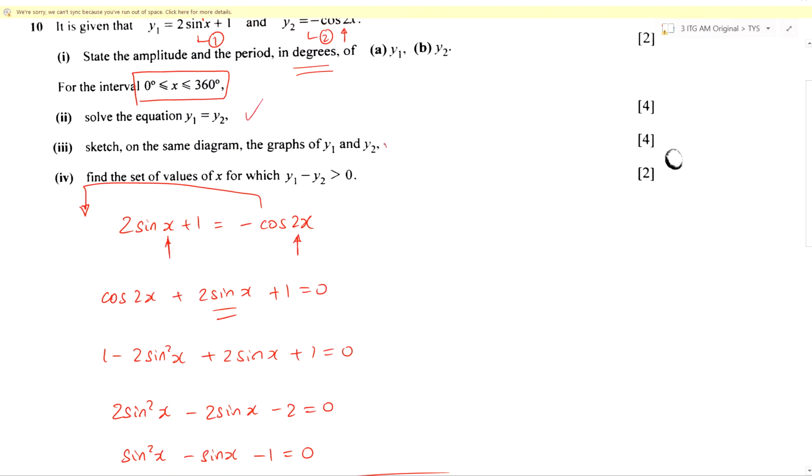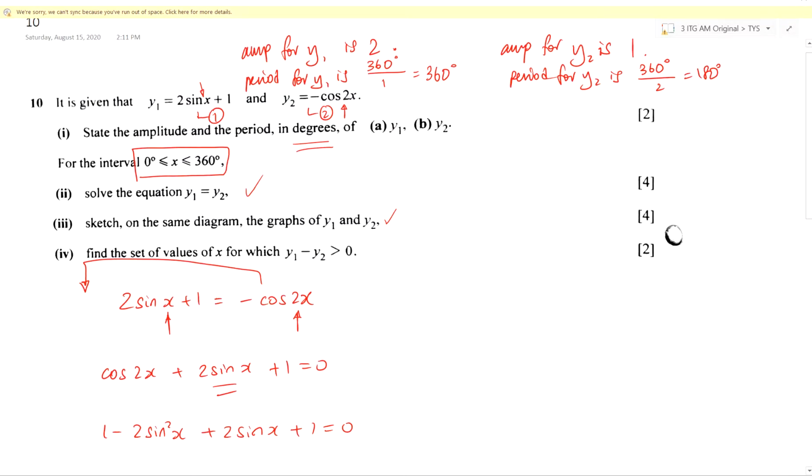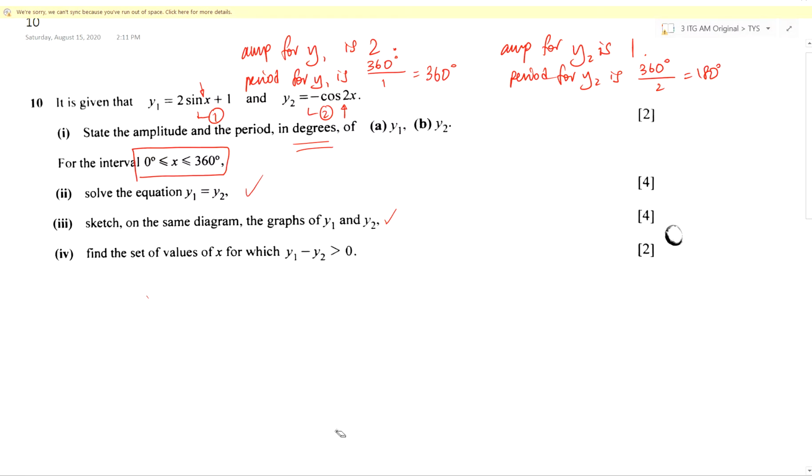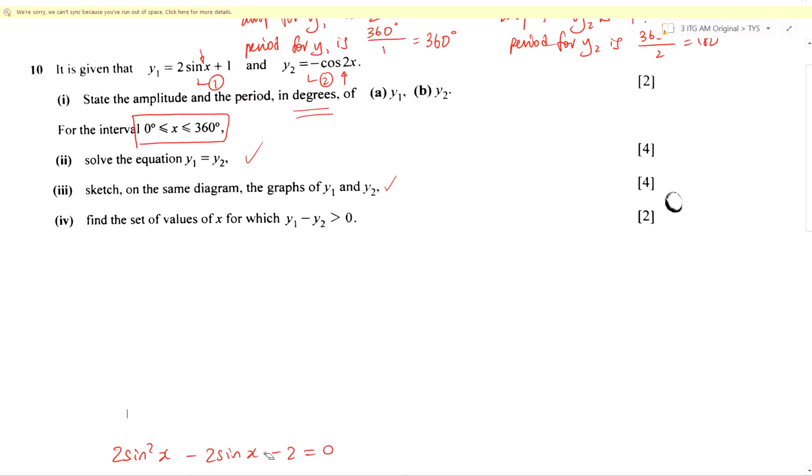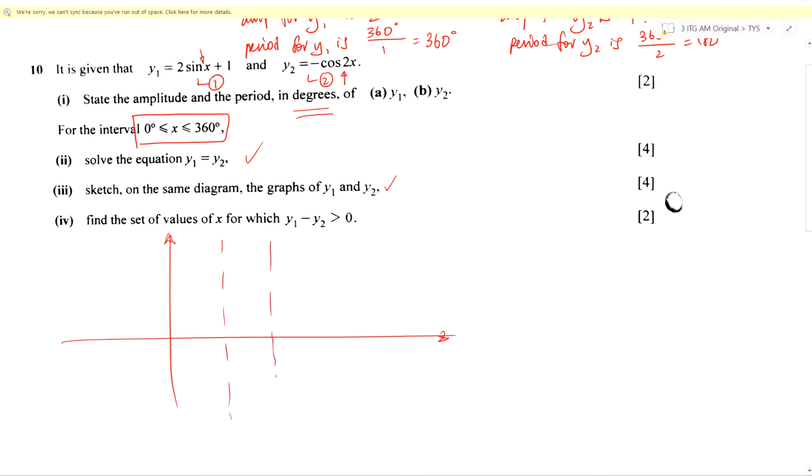So next, we want to sketch the graphs of y1 and y2. For this, we are going to have to make use of our amplitudes, our periods, and our points of intersection when we equate y1 and y2, meaning when we solve y1 and y2 simultaneously. So let's start with the vertical and horizontal axes. I like to divide this into 4 equal parts, because 360 degrees is usually our period.